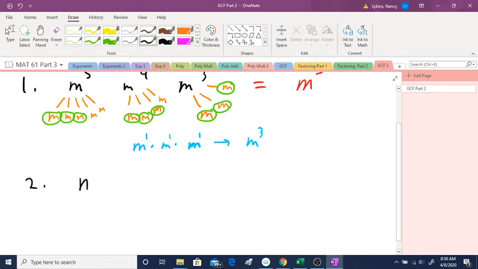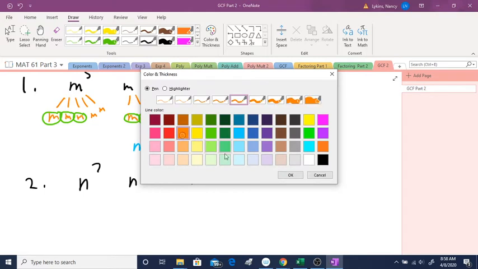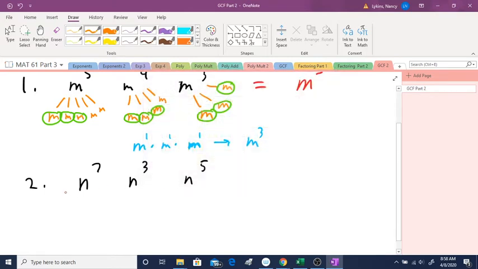Let's use a different variable. Let's use n to the seventh, n to the third, n to the fifth. Same thing. So I've got 1, 2, 3, 4, 5, 6, 7 n's. I've got 3 n's, and in the fifth, I've got 1, 2, 3, 4, 5.